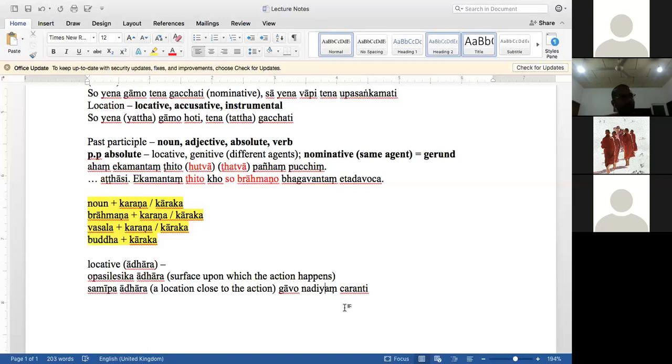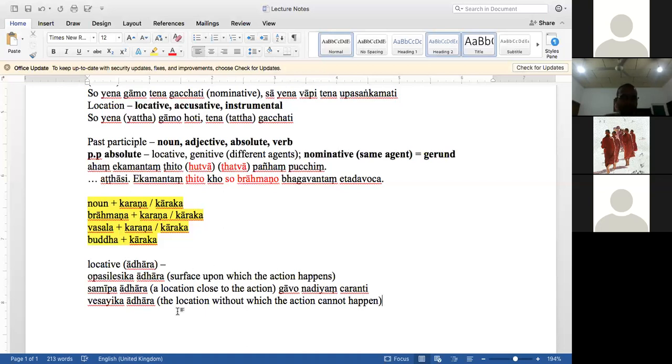Therefore, when we say the Blessed One was living in Savatthi, it says he was living close to Savatthi, not in Savatthi. His actual location was the monastery in Jetavana. Now the second one is Vesaika. Vesaika Adhara means the location without which the action cannot happen. This is how it's given in grammar books.